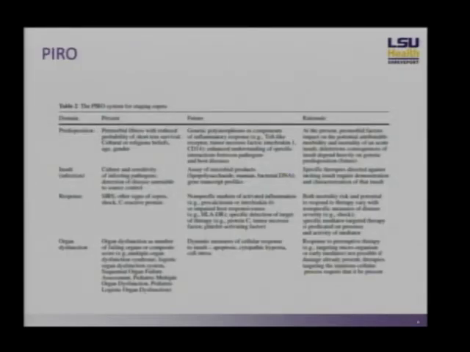What they were trying to do was they thought about how our oncology colleagues have the TNM staging. And that when you talk about breast cancer, thyroid cancer, any sorts of cancers, everybody knew exactly how severe it was when they talked about the staging. And they wanted to do something similar by using the PRO system, using predisposition, insult or infection, response, and organ dysfunction. Although everybody thought it's a great idea, it never really went anywhere. But at least it brought up a topic for trying to stage how severe the severe sepsis was.